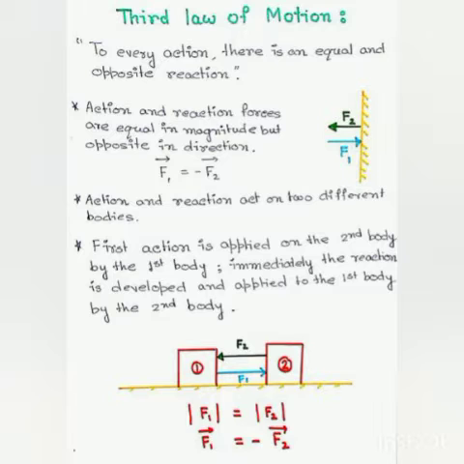Next, first action is applied on the second body by the first body. Immediately the reaction is developed and applied to the first body by the second body. So always action is acted on a particular object by some other object, and immediately reaction is developed and that is applied to the object which creates the action. Clear?